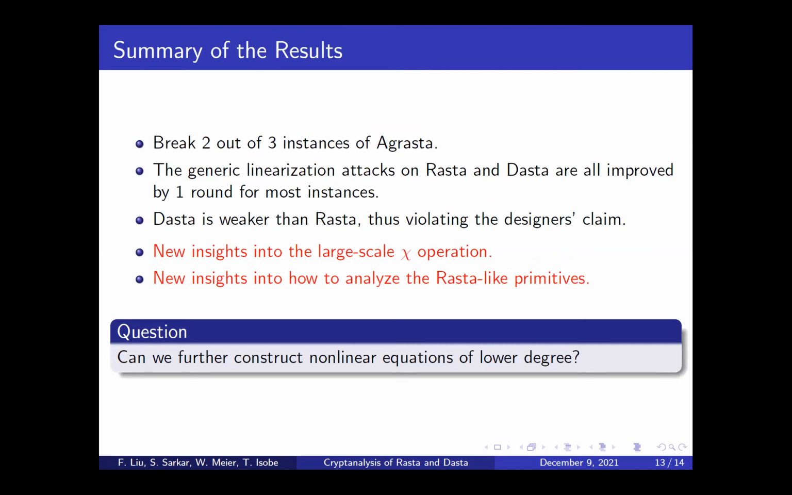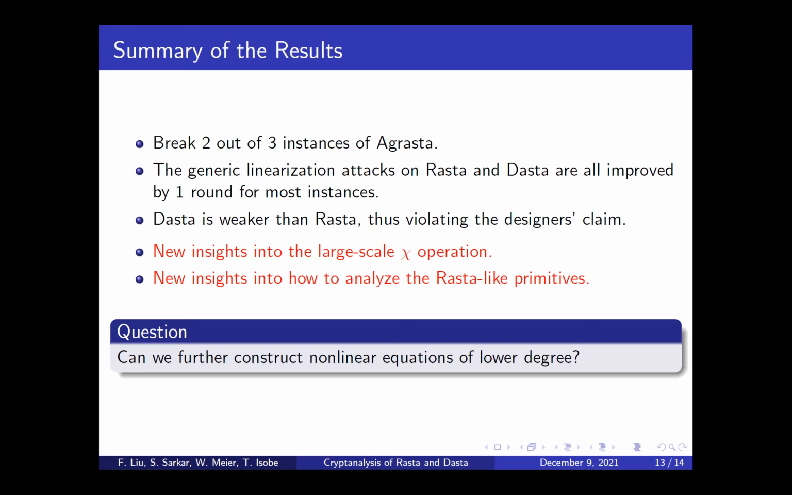So in summary, based on this simple observation, we could directly break 2 out of 3 instances of HR star. Second, the generic linearization attacks on Rasta and Dasta are all improved by 1 round for most instances. Third, Dasta is shown to be weaker than Rasta, thus violating the designer's claim. Most importantly, we believe this work sheds new insights into large-scale cooperation and how to analyze the Rasta-like primitives.